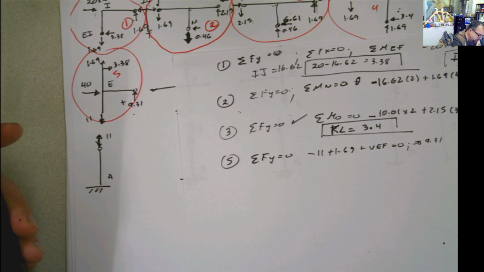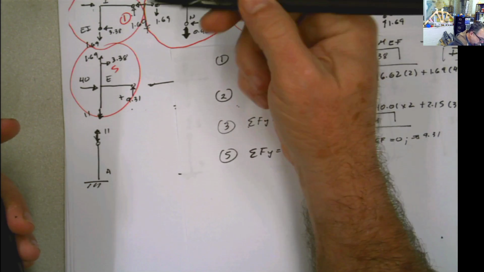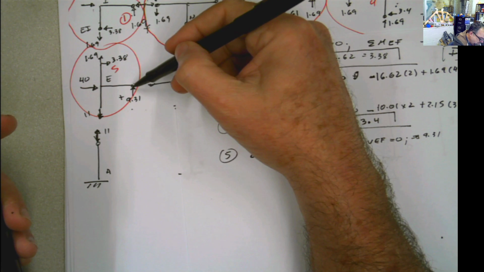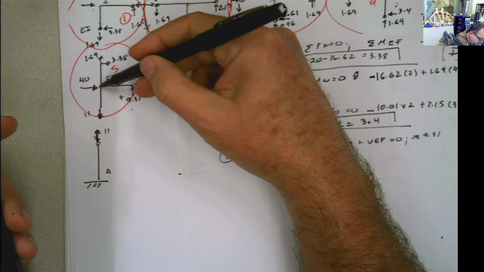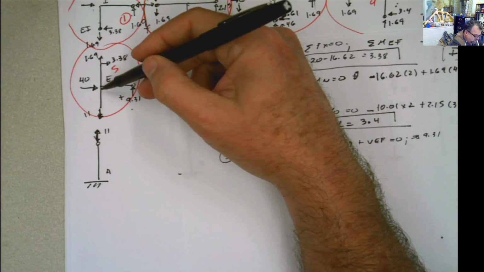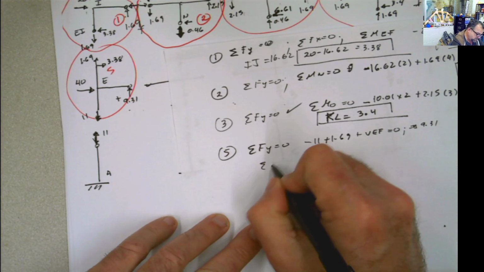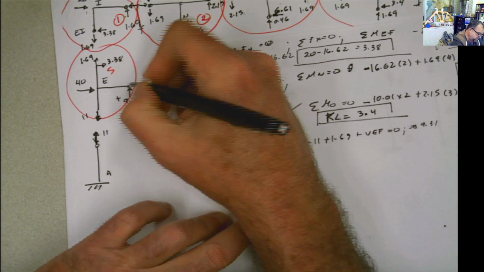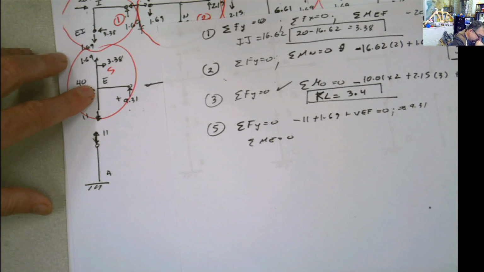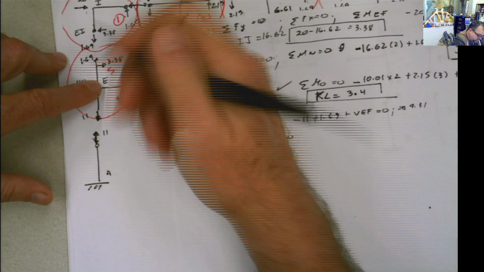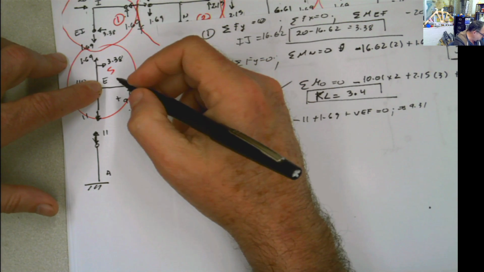And now we do the same thing. We can do summation of moments. Where do you do moment? Well, you can do moment here, you can do moment here. If you do moment here, it looks convenient. Let's do moment at E. Summation of moments at E equals 0. When I say it looks convenient, it's just because I'm eliminating a bunch of equations if I do that.